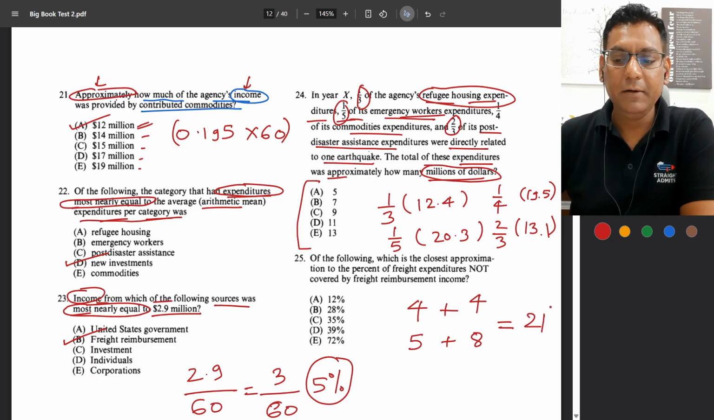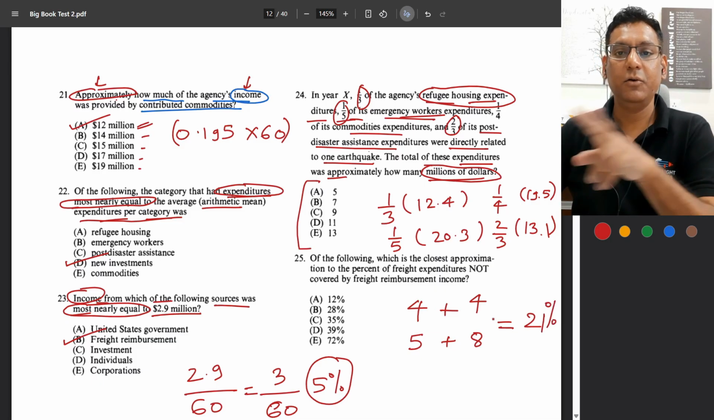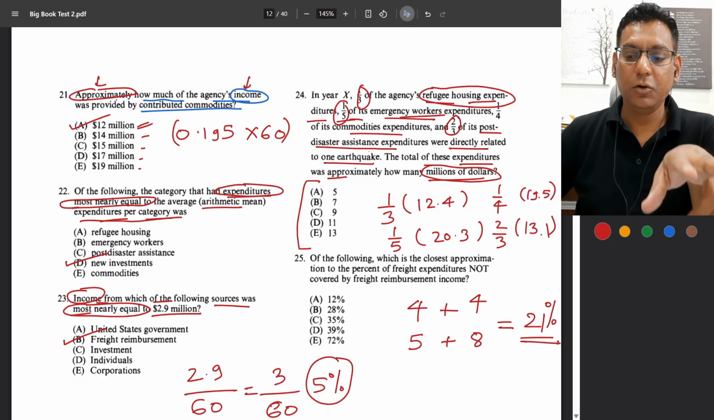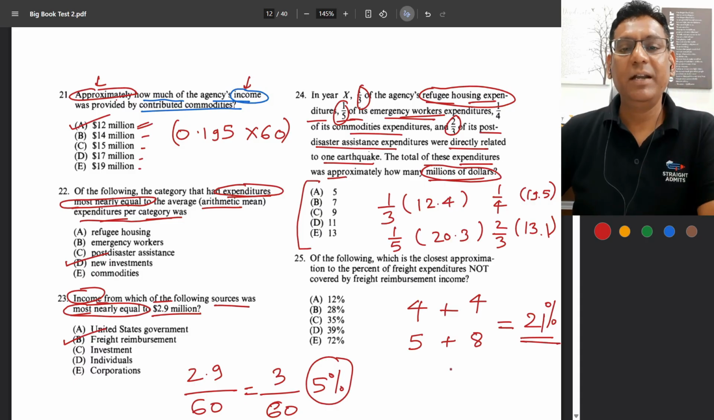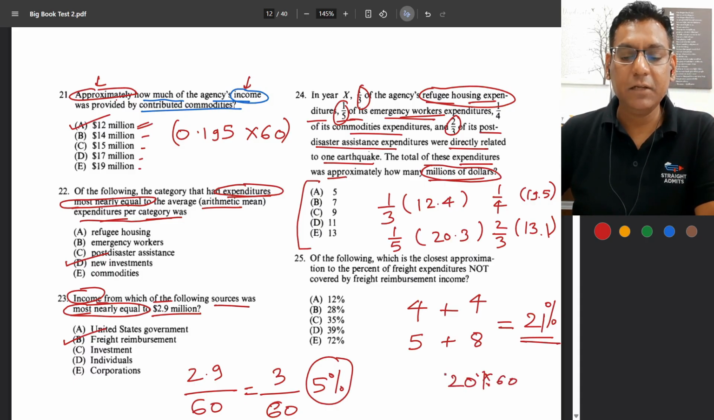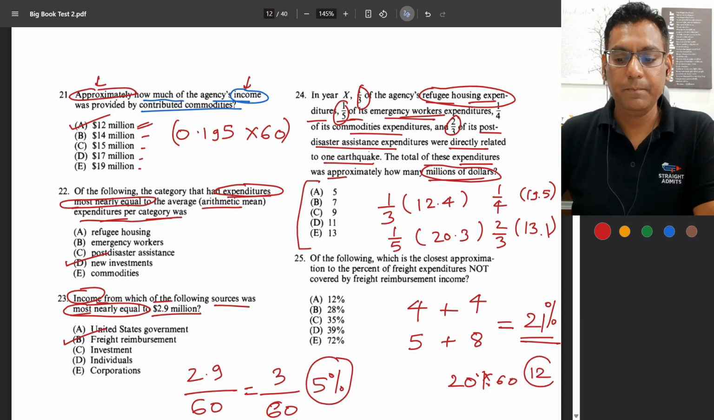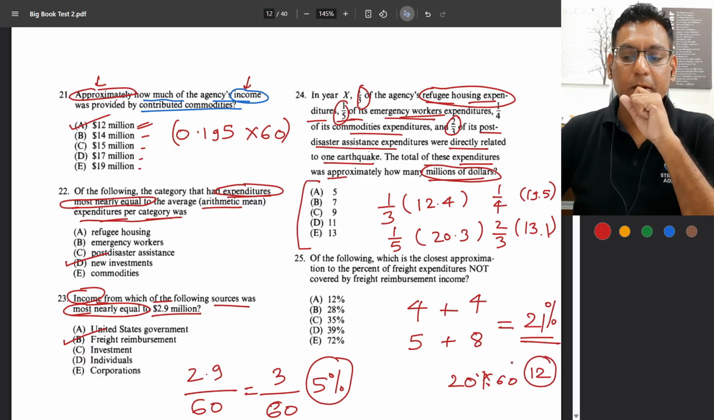21% is what I get. Okay, be careful what we are doing. Not $1,000,000, it's 21%. 21% approximately of 60. Again, 21, I round it off to 20. So 20% of 60, one fifth of 60 would be 12 million. Correct? Okay, but I don't have 12. I have 11 or 30.